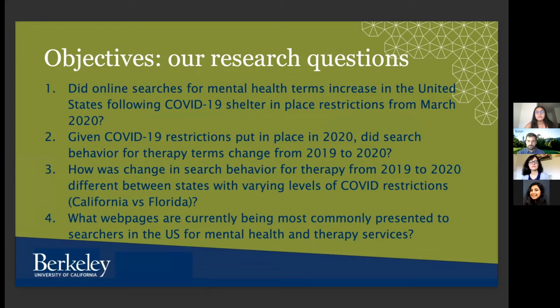Number 3, how is change in search behavior for therapy from 2019 to 2020 different between states with varying levels of COVID restrictions? We specifically chose California and Florida, and I'll explain why in the next slide. And our last question being, what web pages are currently being most commonly presented to searchers in the US for mental health and therapy services?